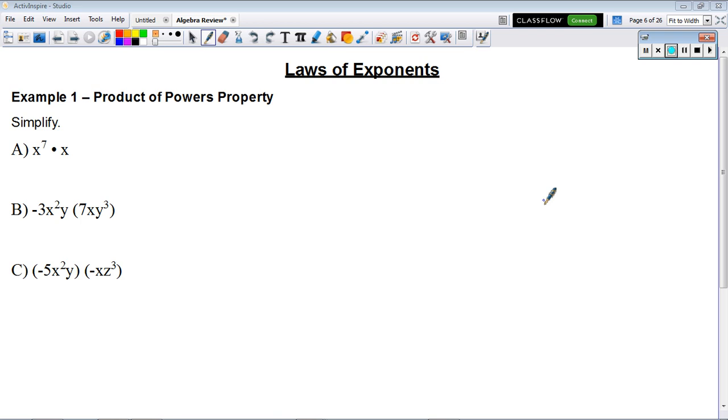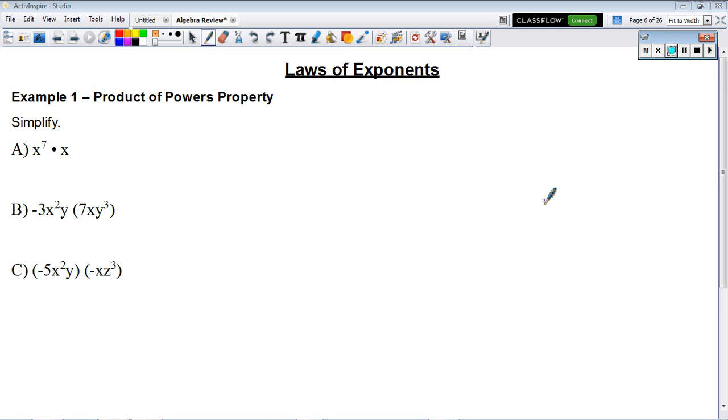So in the next part of the algebra review, we're going to look at basically two different important concepts in algebra. One is some different things involving laws of exponents, also is some different things involving simplifying polynomials, otherwise known as combining like terms. So the first thing we're looking at here are some different laws of exponents involving multiplication.